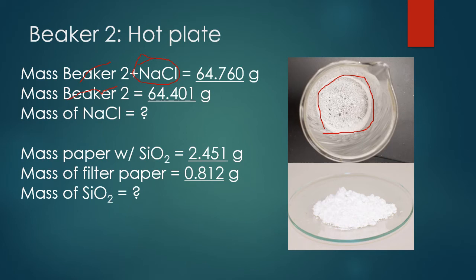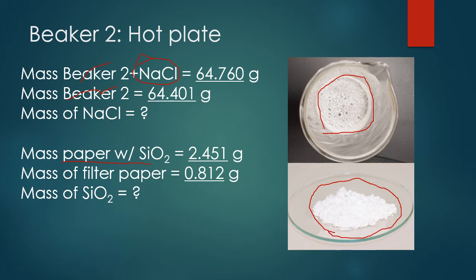Next, we go to the silicon dioxide, the sand. You can see a picture of silicon dioxide, and it's on a watch glass in this picture, but we did mass it on filter paper. So we have the mass of the paper with the silicon dioxide, massing the entire thing together, and we get 2.451 grams. This is after it was in the oven, after all the water has been evaporated off.